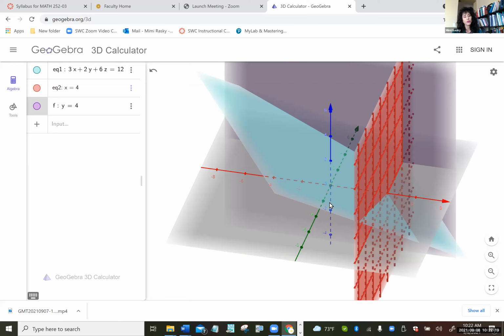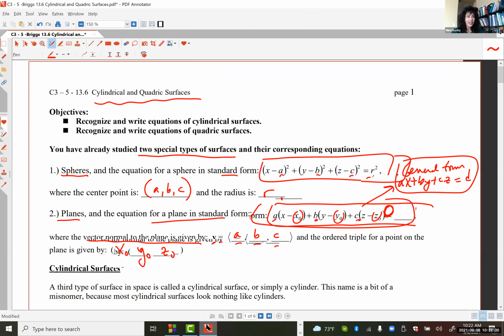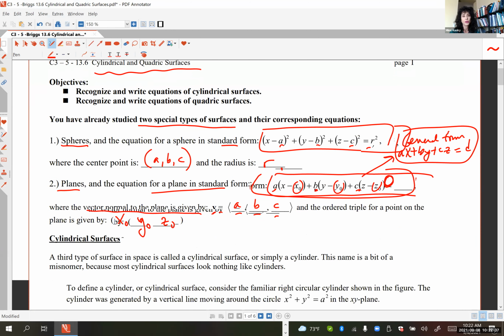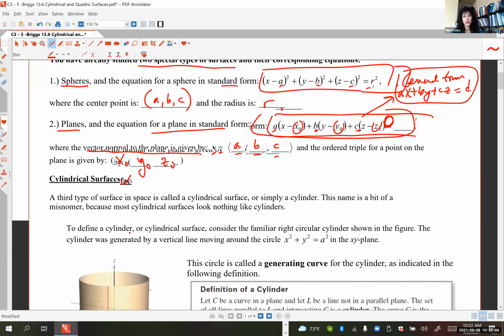I just want you to get a visual on a plane versus a sphere. They're two completely different looking surfaces, right? But there are other really cool equations that come with other cool surfaces. So let's take a look. Today we're going to look at cylindrical and quadric surfaces. Cylindrical is very special. Unfortunately, somebody named it cylindrical, which makes it sound like they all look like cylinders, and that's not exactly true, although they can look like a cylinder.